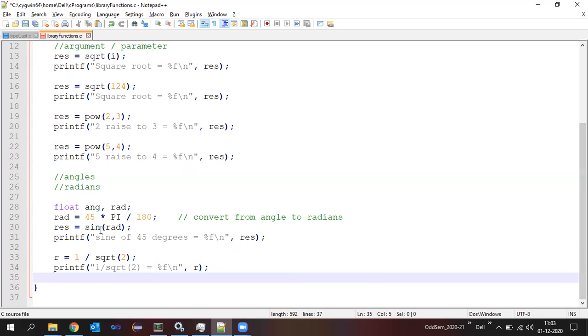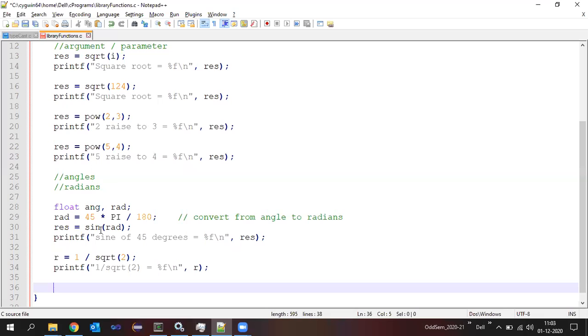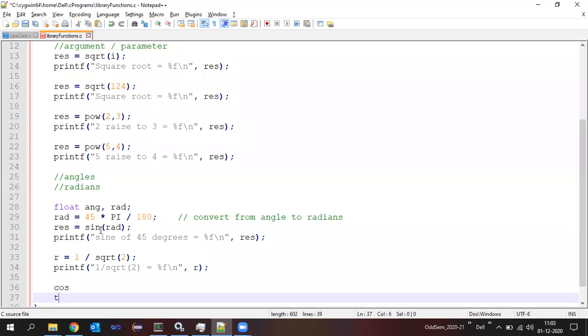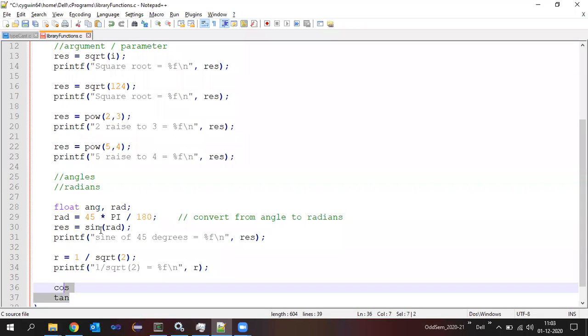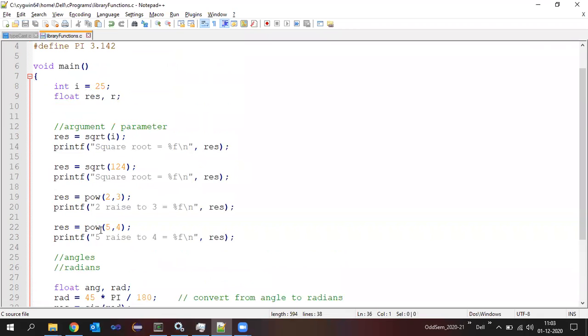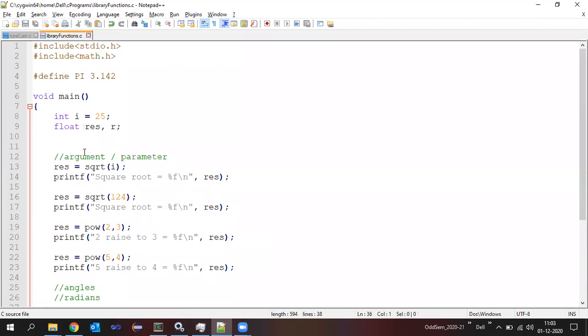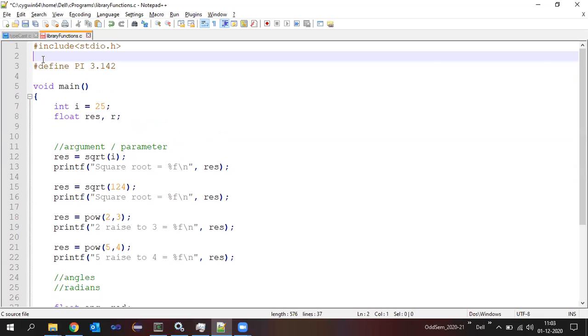Similarly, we have a function for sine. Similarly, we do have the functions for cos. We do have the functions for tan. The different trigonometric functions are available in the math.h header file. Only thing is that whenever we want to use these mathematical functions, including that math.h file is a must. If we don't do it, what will happen? Let us see that also.